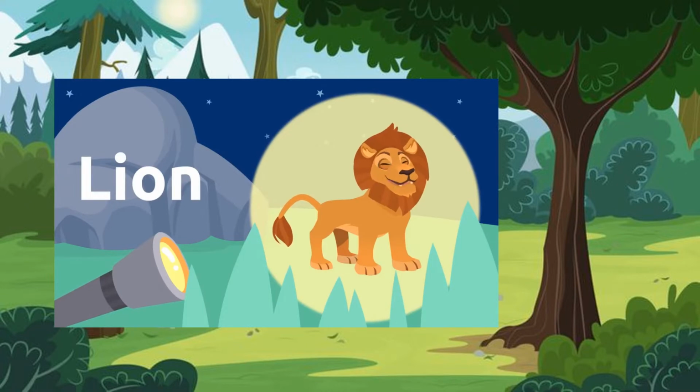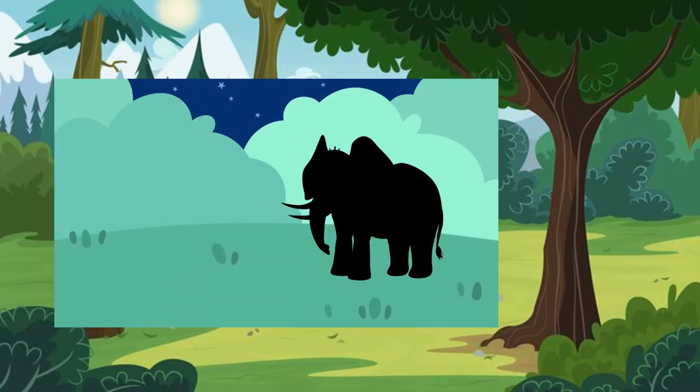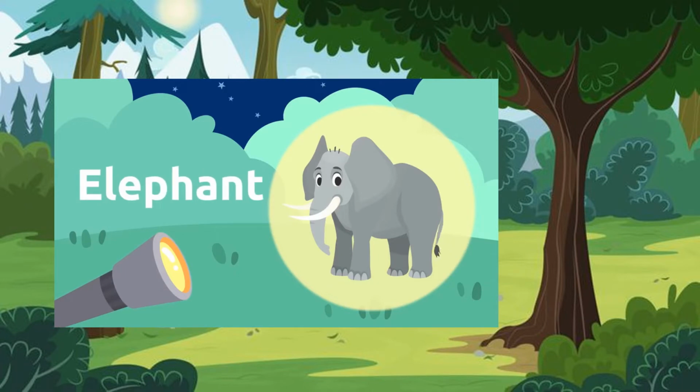It's a lion! The lion is the king of the jungle. I see another silhouette over there. Let's find out what animal that is. It's an elephant. The elephant is huge.